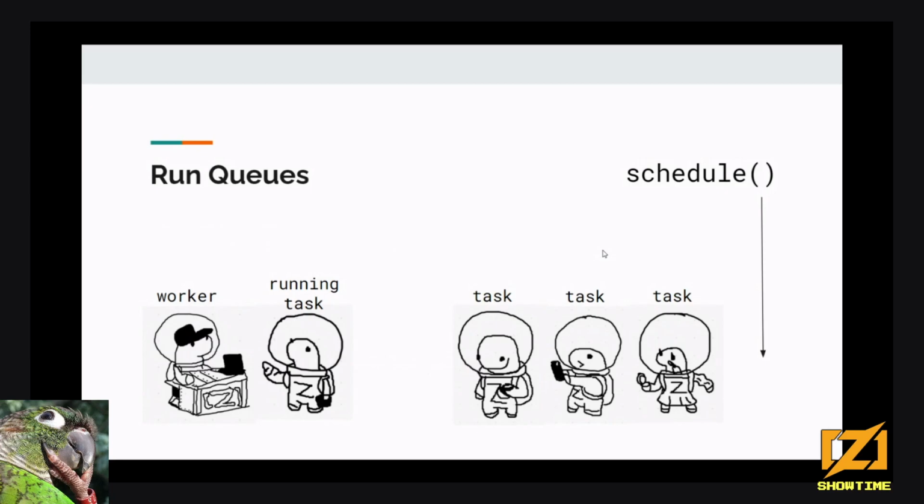A common example of this is in grocery stores. There's a checkout line, and the people waiting for checkout are the tasks. The person who is actually doing the checkout, paying for stuff, is the currently running task, and the cashier is the worker.